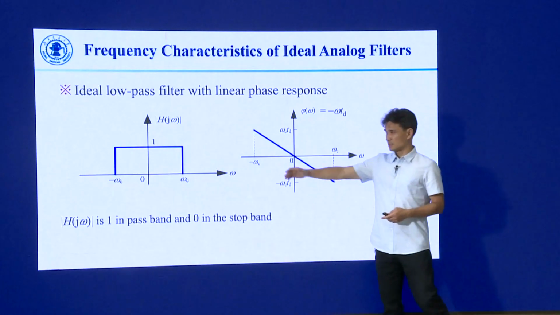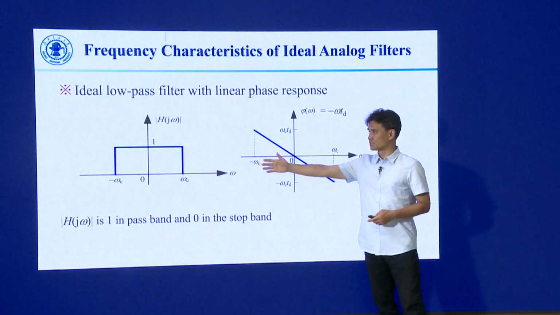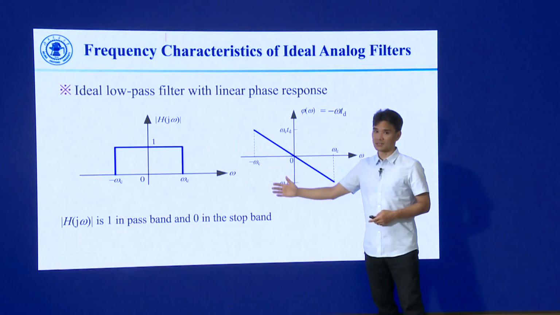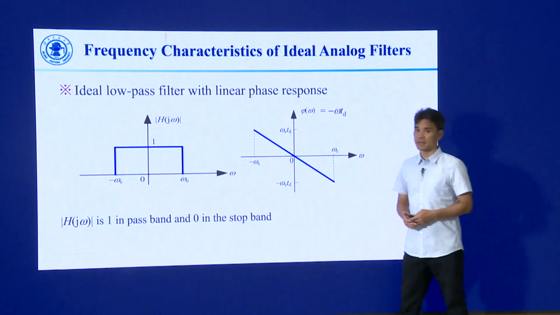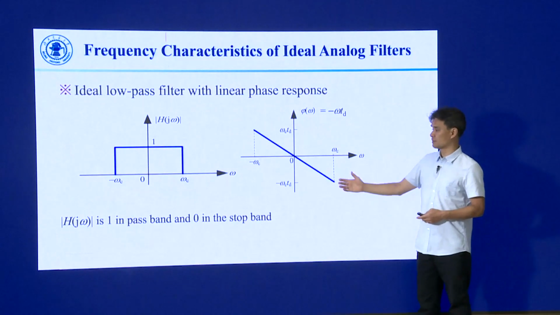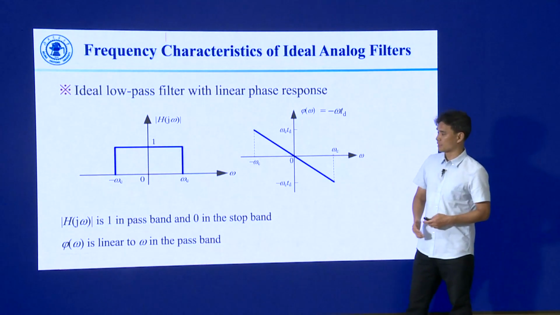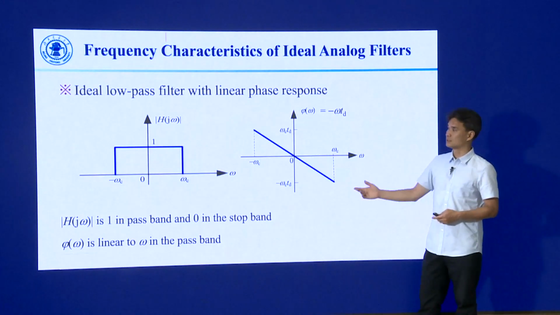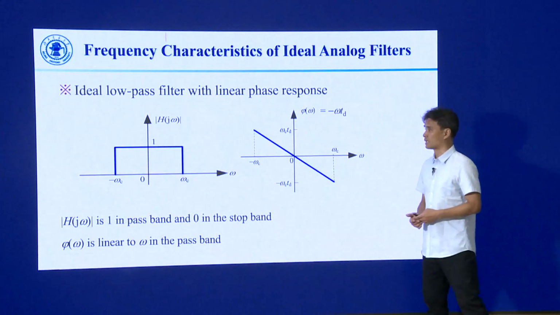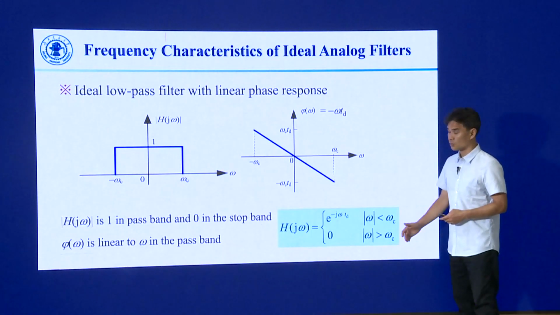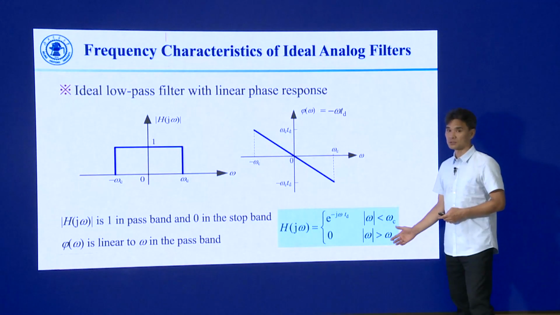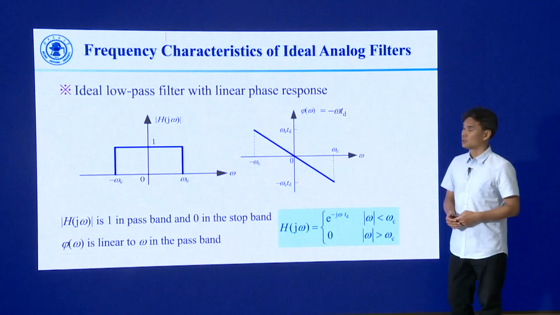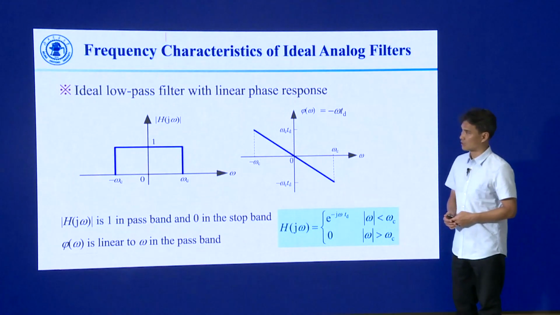So the amplitude response is equal to a constant within the transmission band, while the phase response can be a linear function of the frequency. So that is also an ideal low-pass analog filter. So we can use this frequency response to represent any ideal low-pass analog filter.